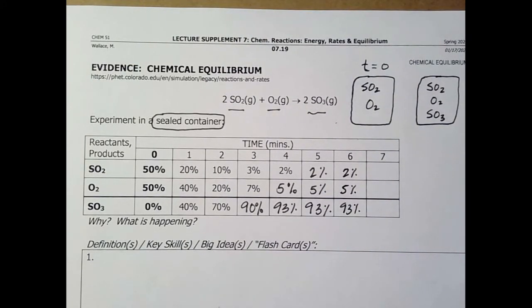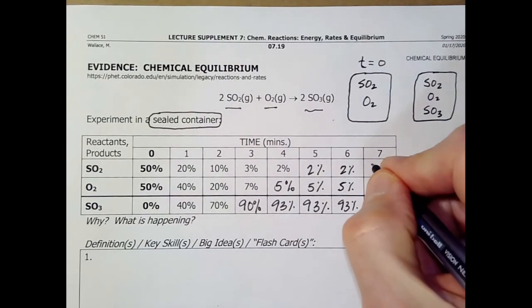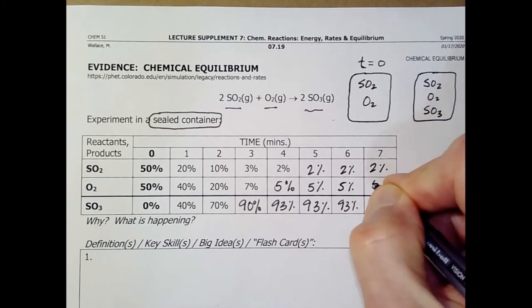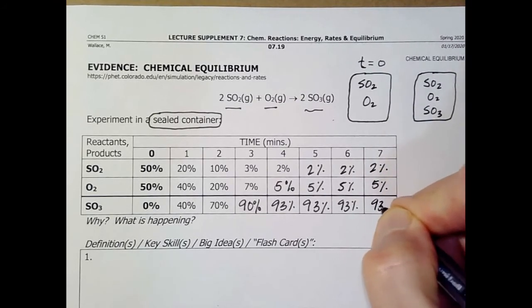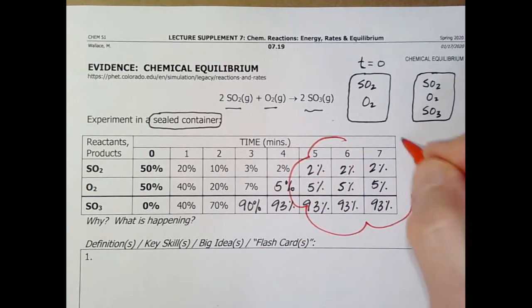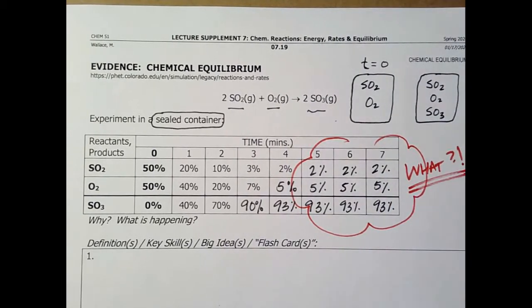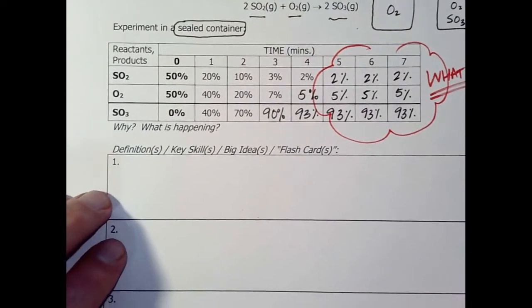Something weird is happening here. It's like the reaction has stopped or something. Minute 7, 2%, 5%, 93%. So now I have to get out the red pen. What is going on here? Well, here's what's going on here. Here's my data.